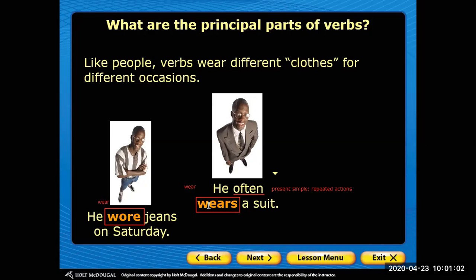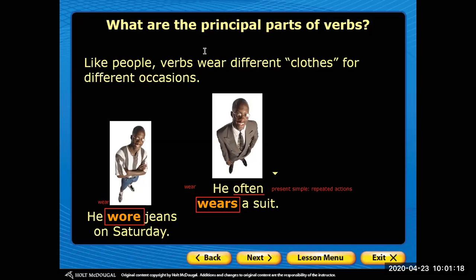So here, is this a specific occasion? He often wears a suit. No, because this is something which is repeated. I'm talking generally. But here, I'm talking about a specific occasion that happened on Saturday.